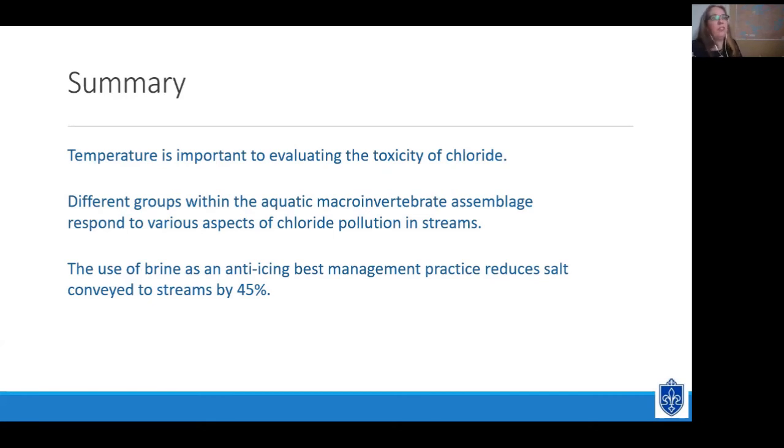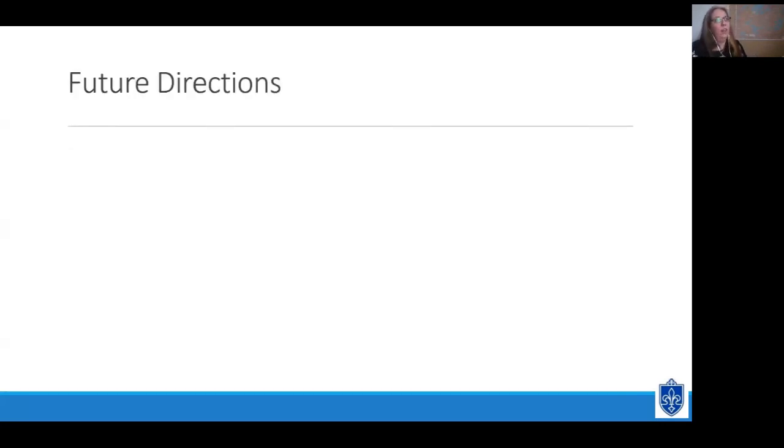And finally, we've learned that the use of brine by city governments has resulted in a 45% average reduction in chloride loads conveyed to streams, demonstrating that brining is a highly viable BMP for local municipal operations. So we've learned a lot about road salt, aquatic invertebrates, and best management practices in the past 5 years. But of course, there's still more to learn.